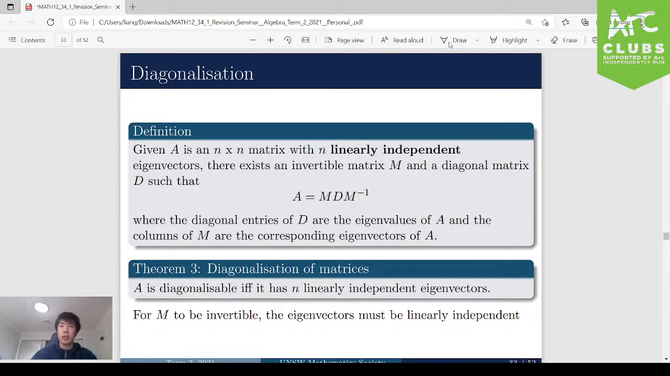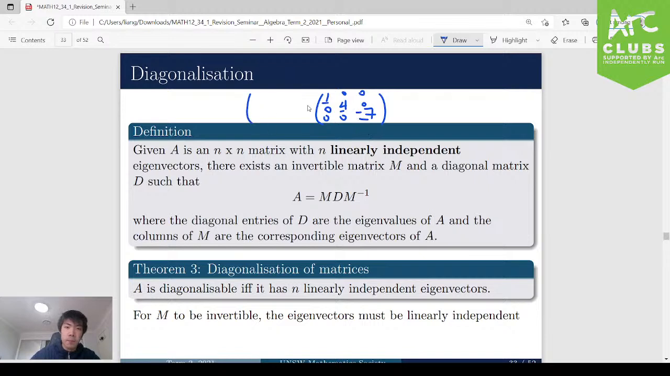So basically, a little example here, D may look something like that if you're looking at 3 by 3 matrices, and everything around it would just be 0. It's simply just a diagonal matrix with your eigenvalues on the diagonal, and then M would just be the corresponding eigenvectors.